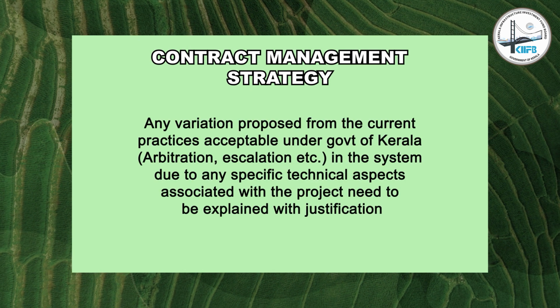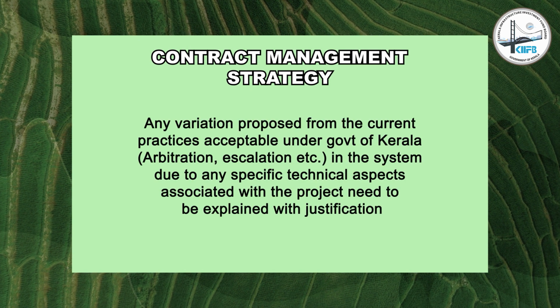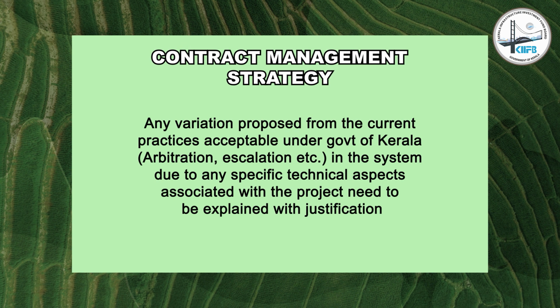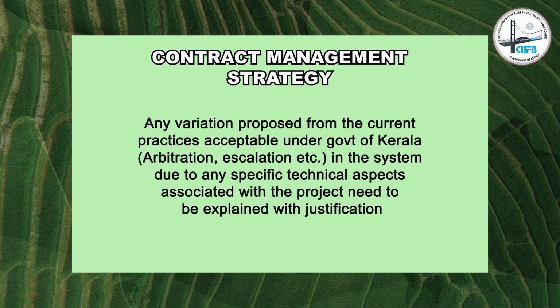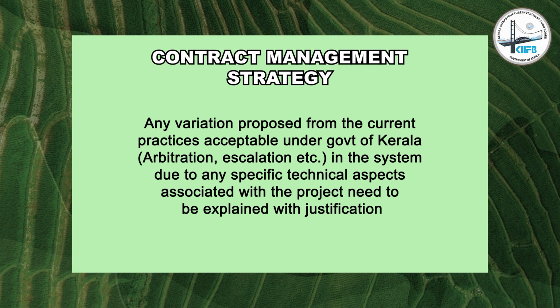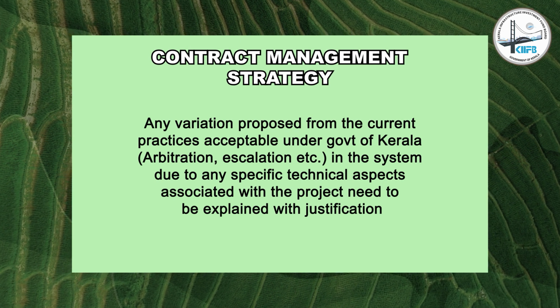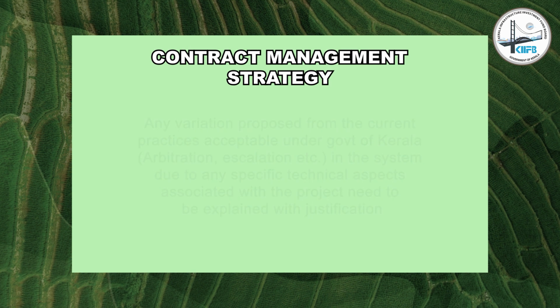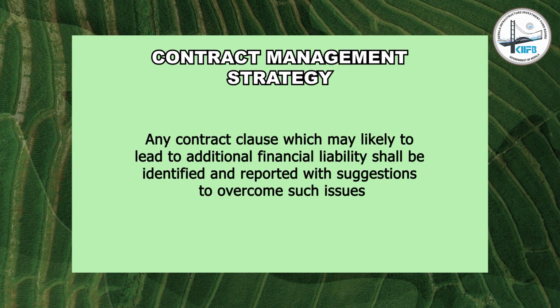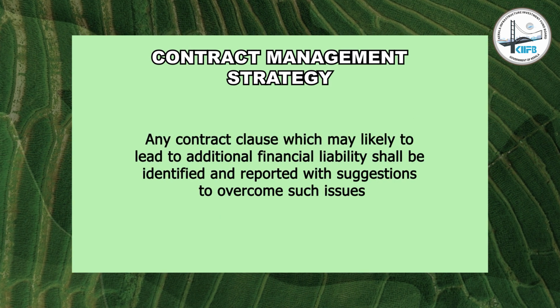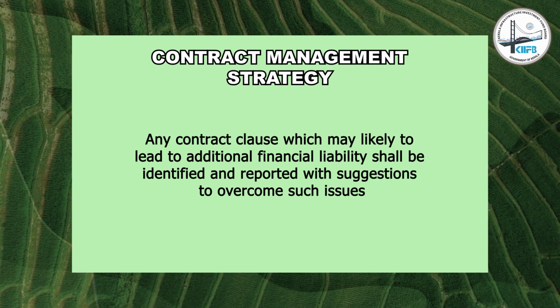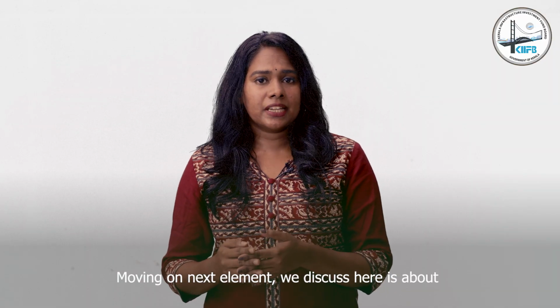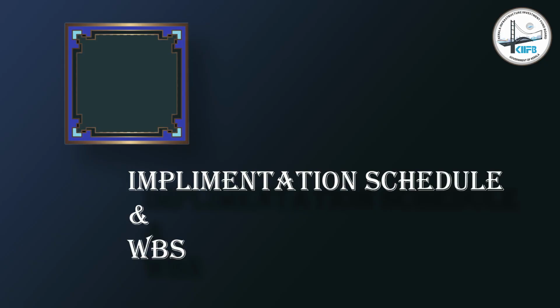Any variation proposed from the current practices acceptable under Government of Kerala, arbitration, escalation, etc. in the system due to any specific technical aspects associated with the project need to be explained with justification. Any contract clause which may likely lead to additional financial liability shall be identified and reported with suggestions to overcome such issues. Moving on to the next element, implementation schedule and WBS.